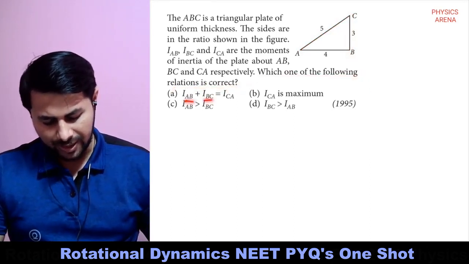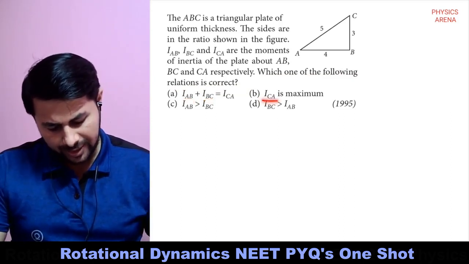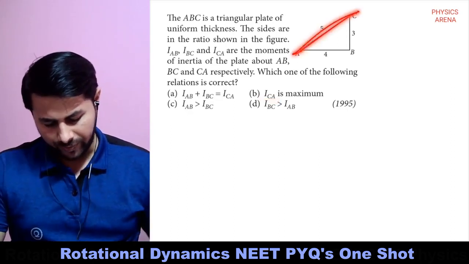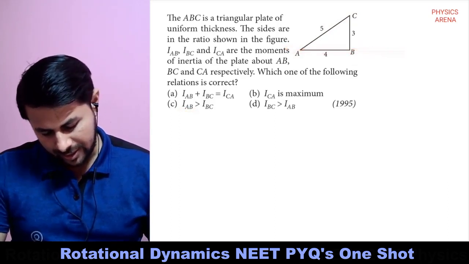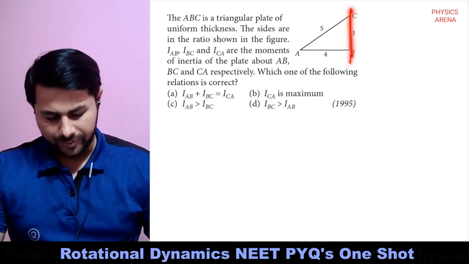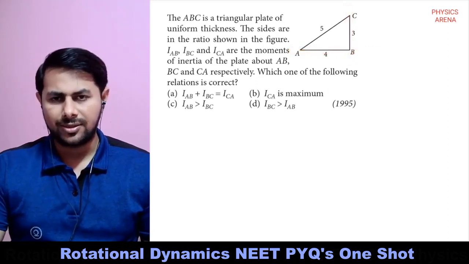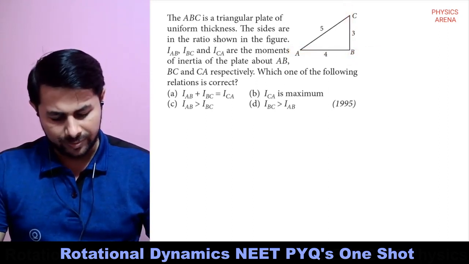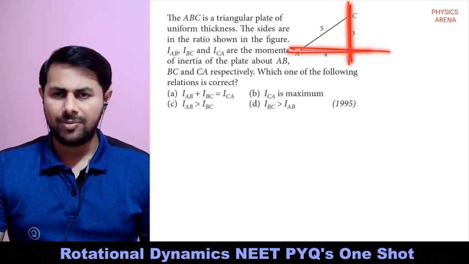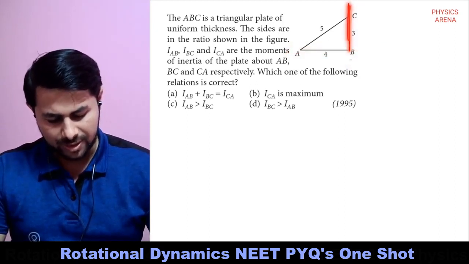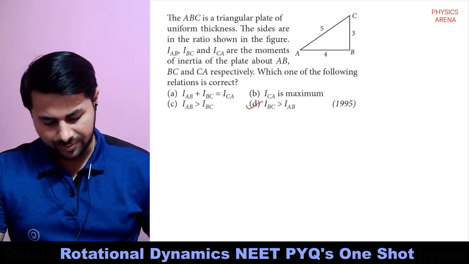IAB plus IBC is equal to ICA. Then next is ICA is maximum. Is ICA maximum? No. IAB is greater than IBC? No. So IBC is greater than IAB. So this one is correct, right? It is straightforward. IBC is maximum, because mass is at maximum distance from this axis BC. So this one is correct. Option D is the answer.